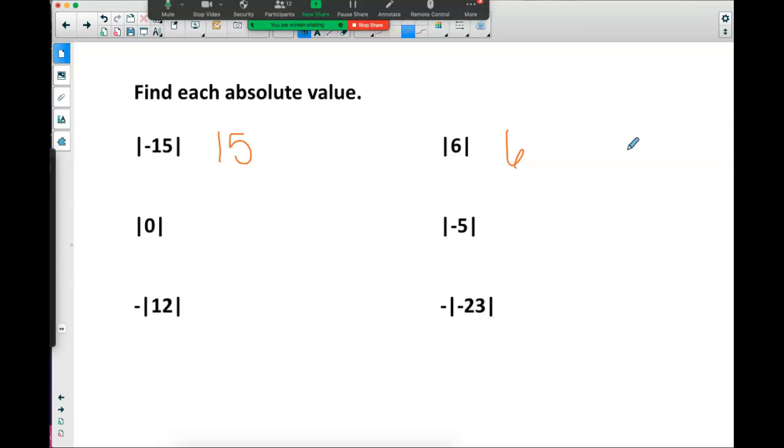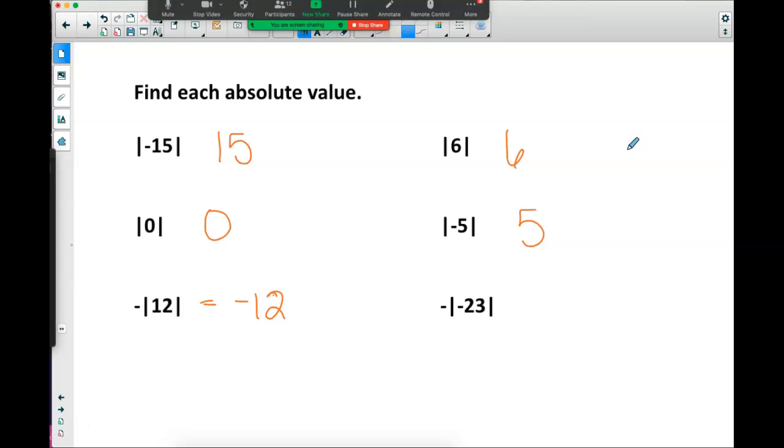What's the absolute value of 0? Absolute value of -5. Okay, here this gets tricky. The negative absolute value of 12. That one's -12. Can anybody explain why that answer is negative? Because I said absolute value is always positive, but why is that answer negative? You guessed right. Lizzie, why?